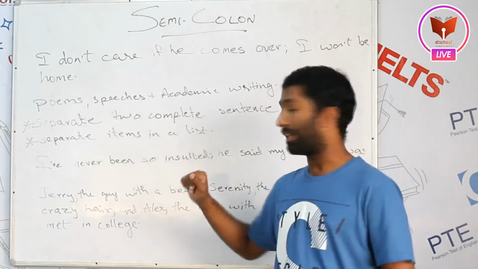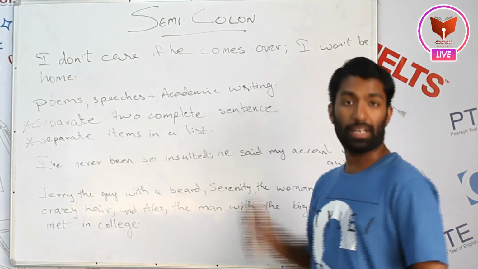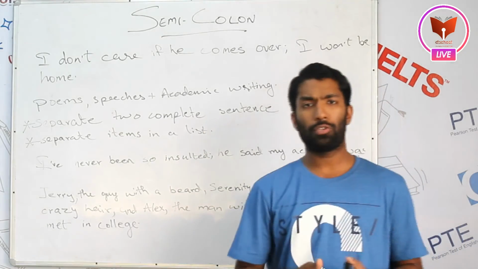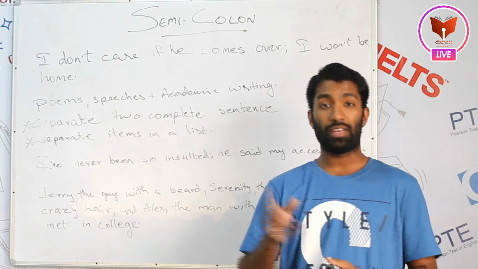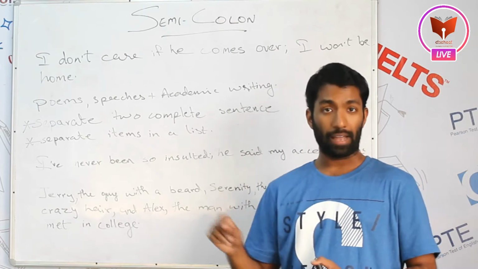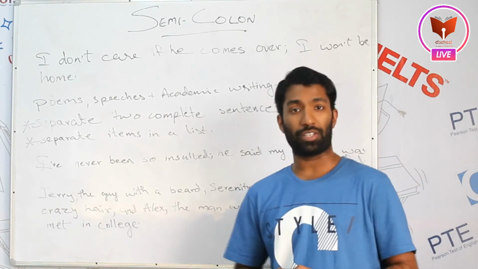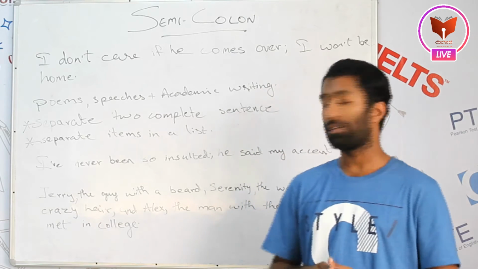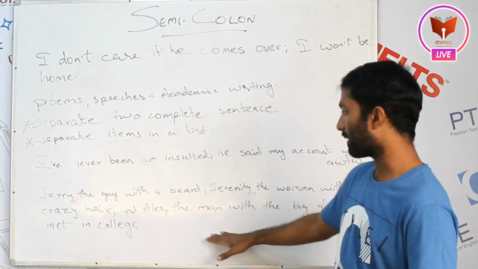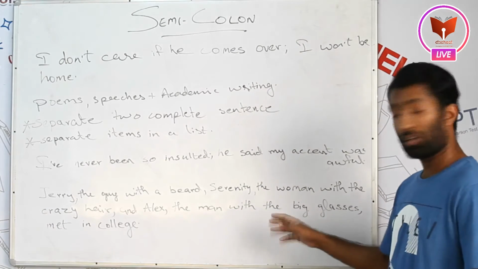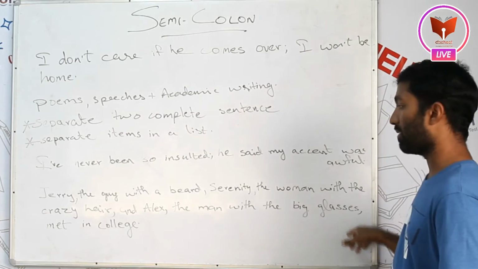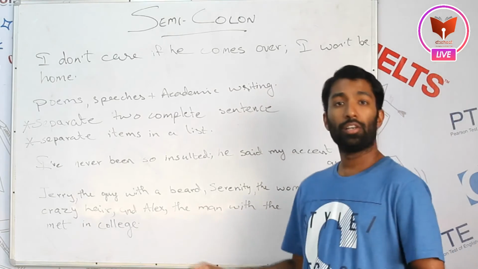Now, the second case: to separate items in a list. For example, in a grocery list: vegetables, fruits, dairy. You just separate it with commas, right? So why use a semicolon? Take a look at this example. Jerry, the guy with the beard, Serenity, the woman with the crazy hair, and Alex, the man with the big glasses, met in college.